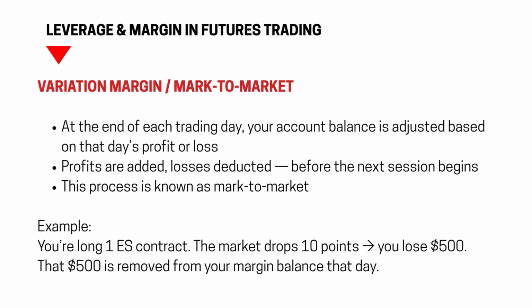Then we've got another type of margin, variation margin, or mark to market. At the end of every trading day, your account balance is adjusted based on that day's profit or loss. So profits are added, losses deducted before the next session begins. This process is known as mark to market. So example there, you're long one S&P E-mini contract, market drops 10 points, you lose $500. That 500 is removed from your margin balance that day.